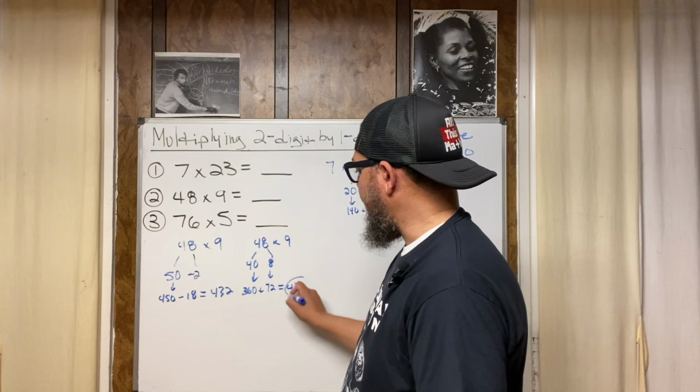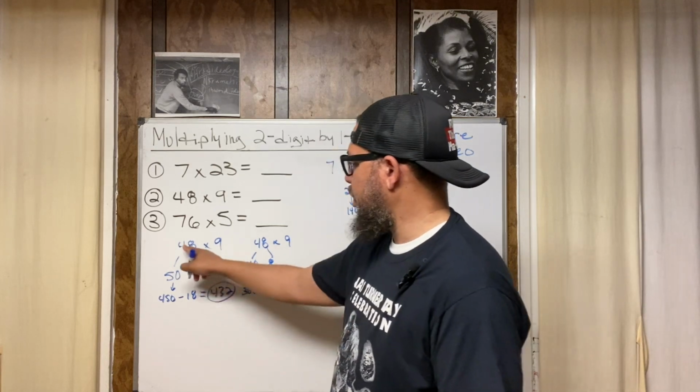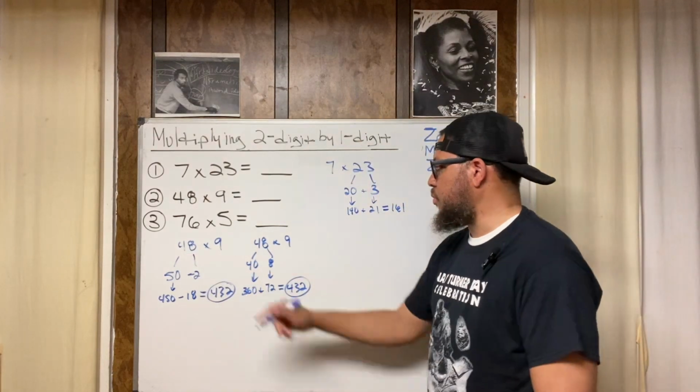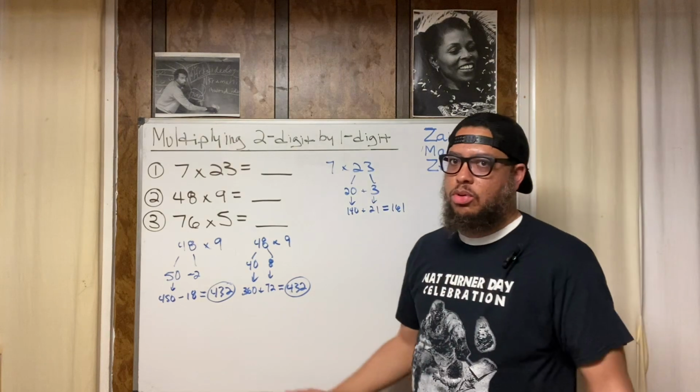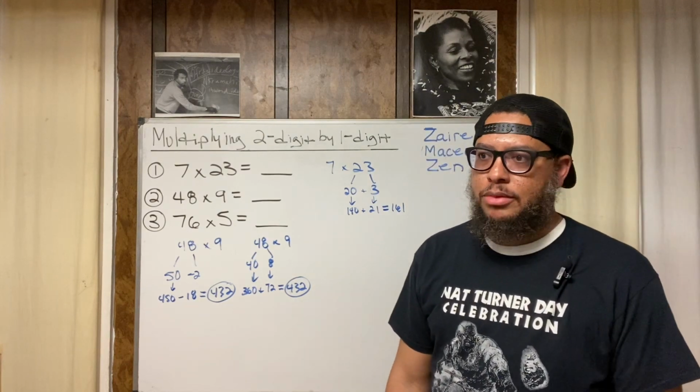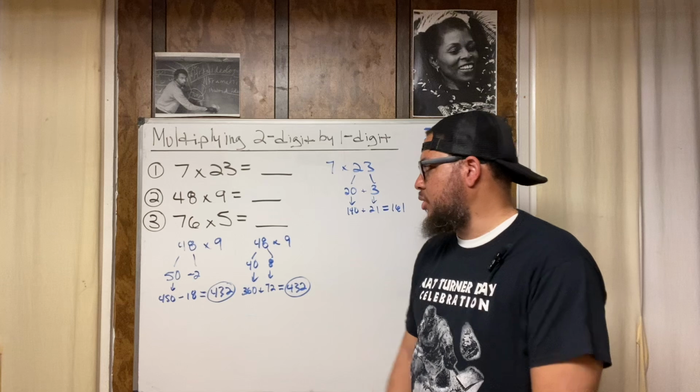And isn't that what I got when I did it the first way? So I still get 432. So it doesn't matter. You're still going to get 432. All right? But just familiarize yourself. There are different ways to do these problems.